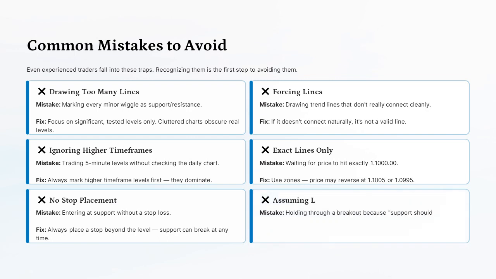Assuming levels never break. A trader holds through a clear breakout because this level has held 3 times before, it should hold again. The fix: have a plan for both scenarios. If the level holds, you trade the bounce. If the level breaks, you either exit or trade the breakout. All levels break eventually. Be prepared. Recognizing these mistakes is the first step to avoiding them. Review this list before every trading session.